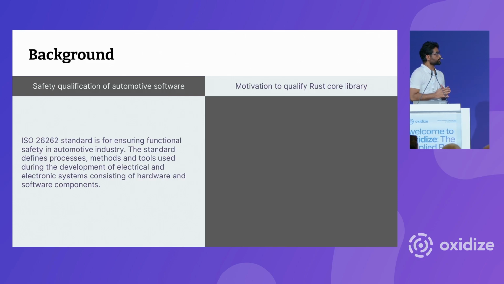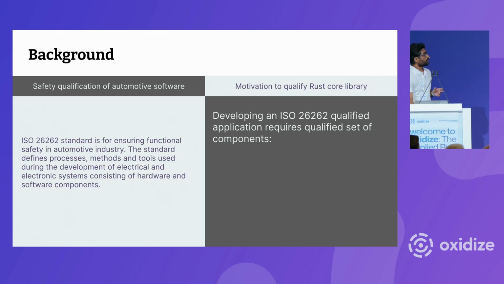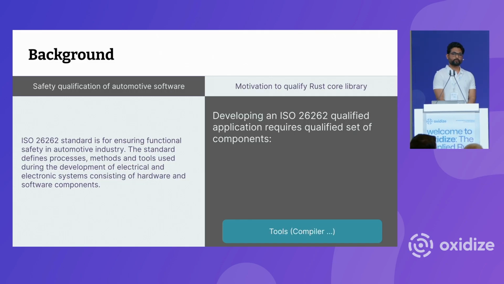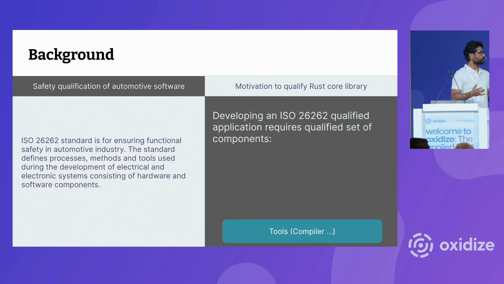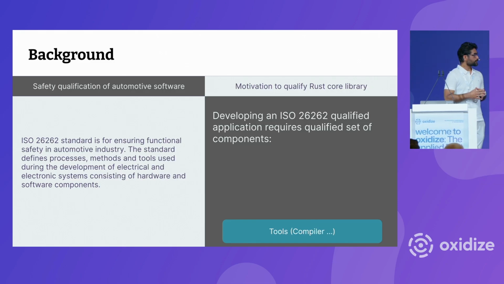So taking a step back, when we are trying to develop an application for ECUs, car ECUs, what are the things you need to qualify? The first thing is the tools, the compiler which builds your software. And thanks to Ferrous Systems, we already have a safety compliant Rust compiler, and that was released last year.